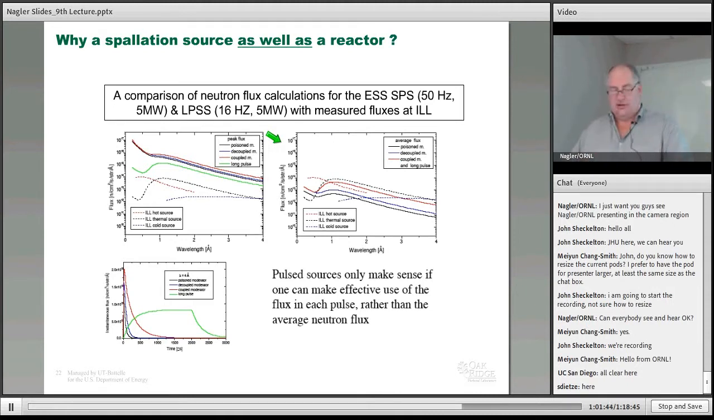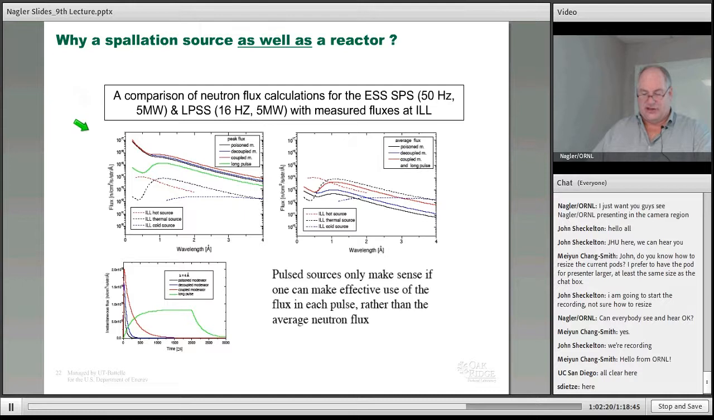And I show here a reason why we might have both, given what I just said. So these are a comparison of neutron flux calculations for the European spallation source, which is something that is hopefully going to be under construction within the next few years. And it's supposed to operate with a proton beam power of 5 megawatts, which compares to SNS now, which operates at about 1 megawatt. And this is compared with measured fluxes at ILL.